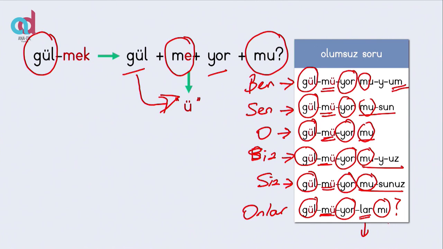First the personal suffix, then the question one. This is something that you really have to memorize, okay? You can't say gülmüyor mılar. This will be kind of funny. They will understand that you are a foreigner. Don't do that, guys. You have to memorize this. That's all you have to do, okay?